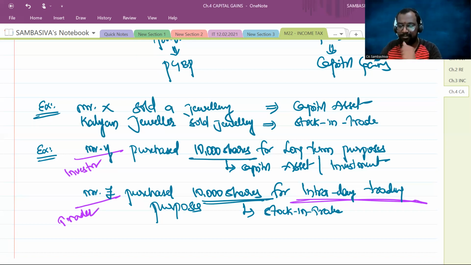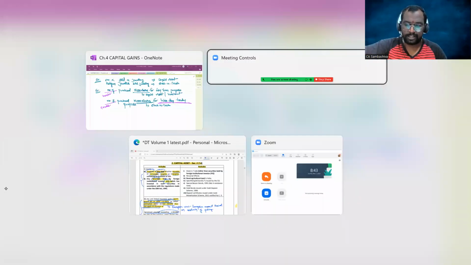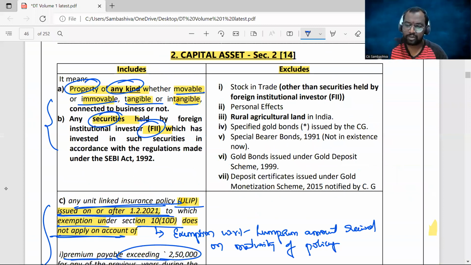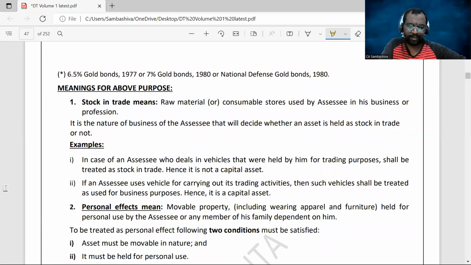Right, sir? Okay. Now, look here, exclusions. Capital asset excludes stock in trade other than the securities held by the FII. I already mentioned, foreign institutional investors, even if they are holding the securities as stock in trade, still they are to be treated as a capital asset to them. Okay, now the stock in trade explanation. Meaning for the above purposes: stock in trade means raw material or consumable stores used by the assessee in his business or profession.